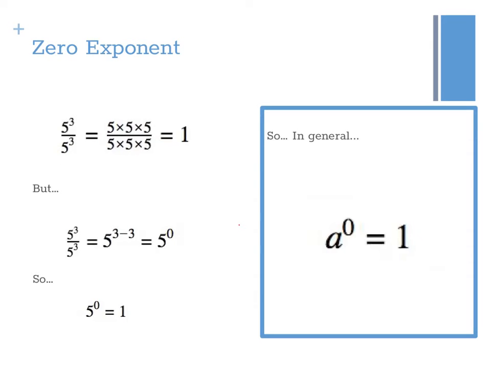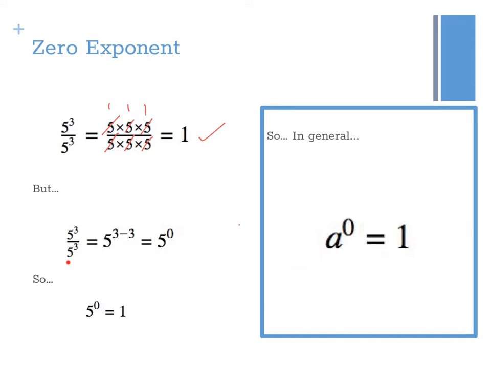And if I write it in expanded form, 5 to the 3 is 5, 5, 5, and 5 to the 3 is 5, 5, 5 again. And again, if I were to use my division, 5 divided by 5 is 1, 5 divided by 5 is 1, 5 divided by 5 is 1. So 1 times 1 times 1 is 1. So 5 to the 3 divided by 5 to the 3 is equal to 1. But a moment ago we talked about what happens when we divide powers with the same base.